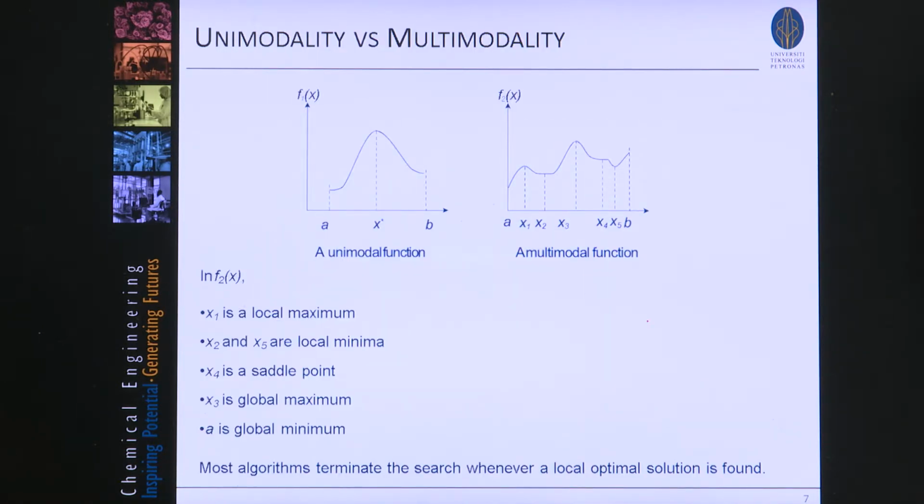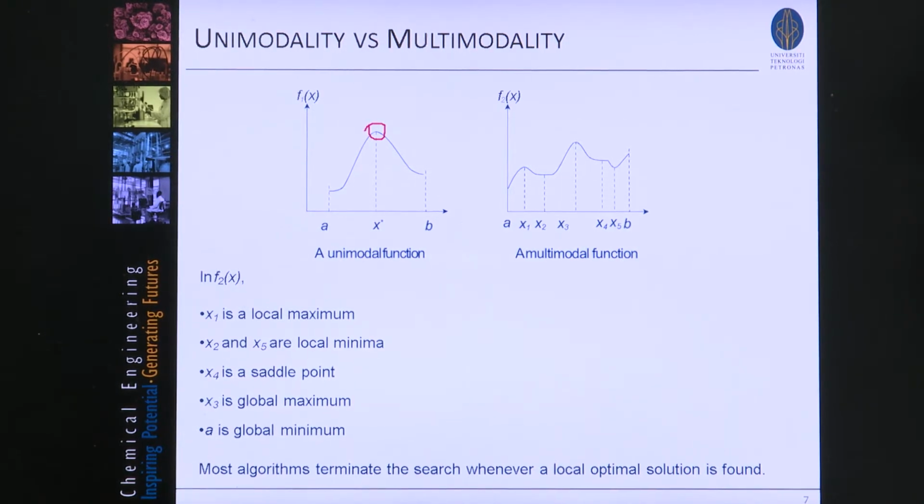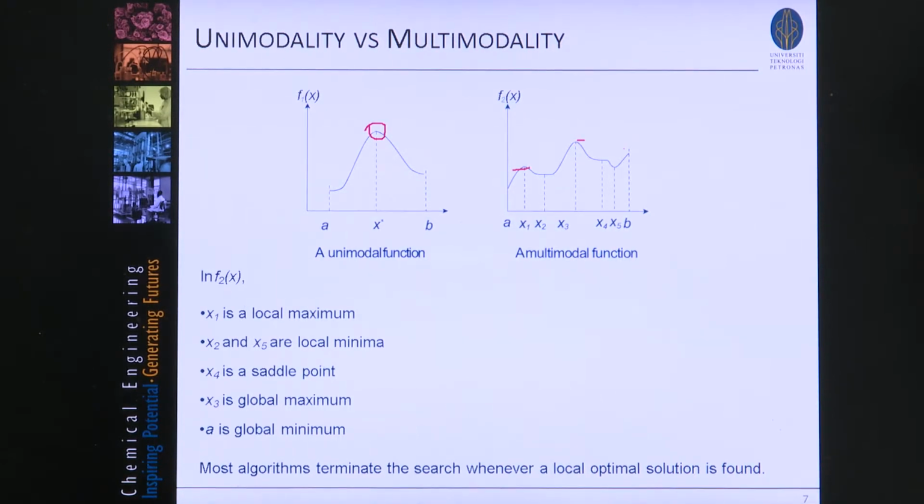So unimodality and multimodality, I think we have seen this. Unimodality means one maximum point. Multimodality is when we have 1, 2, 3 maximum points. In this case, if we are moving from A to B, for the minimum points, we have 1, 2, like a saddle here, 3. Also minimum points. So there are many minimum points.